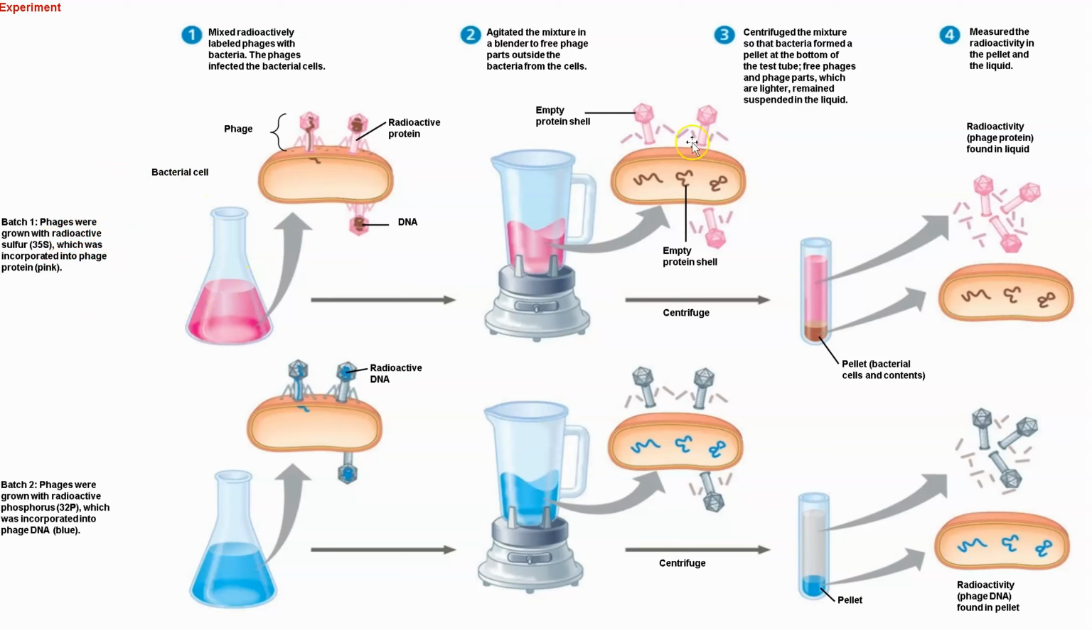And then they agitated it and centrifuged the mixture so the bacteria formed a pellet at the bottom. And what they found was the radioactive phage protein was found in the liquid. It wasn't found in the pellet. A centrifuge is like a really fast spinning machine, increases gravity, and separates things. In the second batch, phages were grown with phosphorus, which is in DNA, and they saw when they agitated the cells that the radioactively labeled material was in the pellet. Thus, the DNA became radioactively labeled, and that's what led to the infection of the cells.